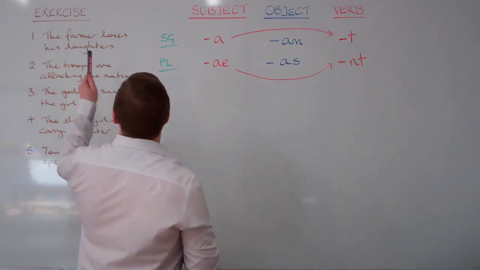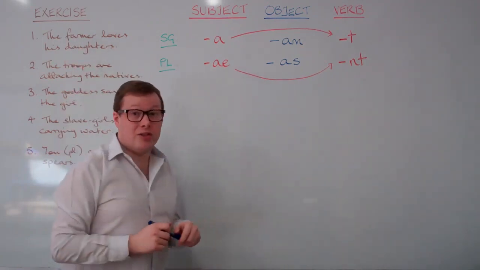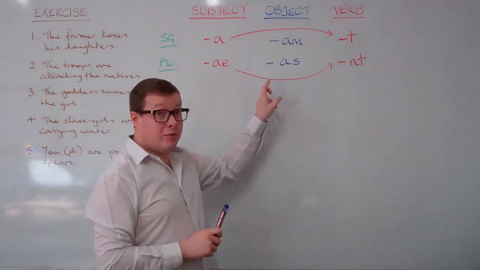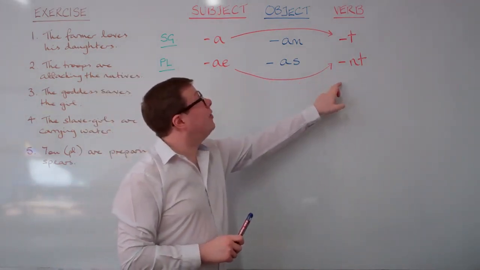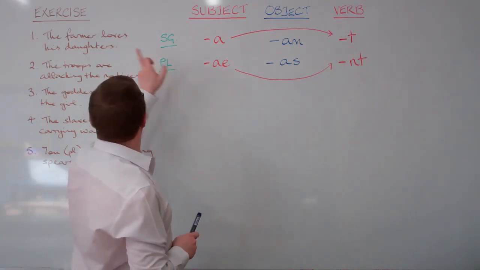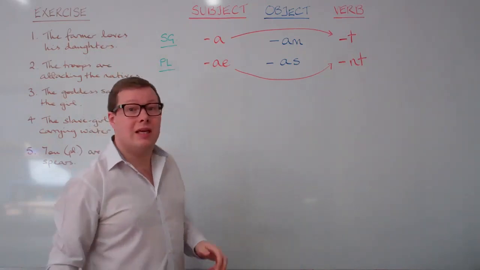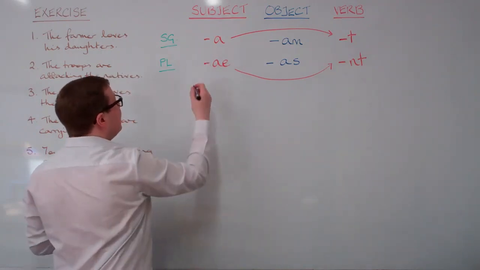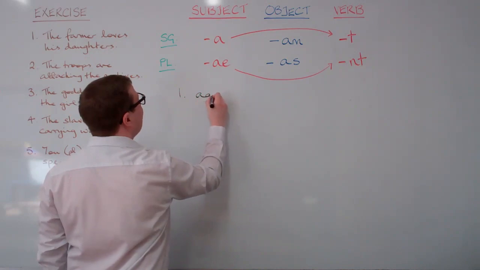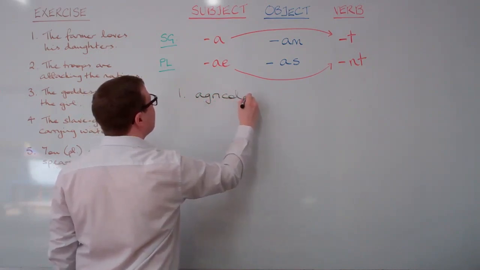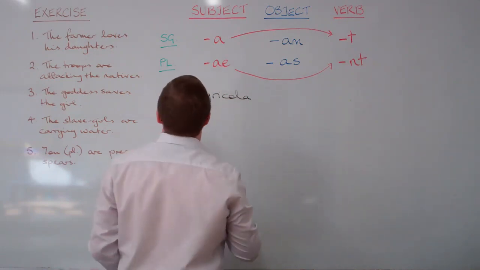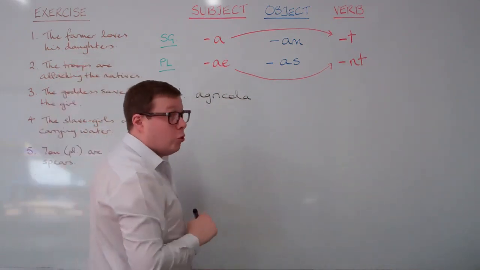Now, let's attempt to translate this first sentence. Note that this is, for the most part, the order in which the three words come. So we're going to start off with the subject, the farmer. He is agricola. He is singular, so he has an a ending. Agricola, like so. My object is going to go in the middle. The object of the sentence are the daughters.